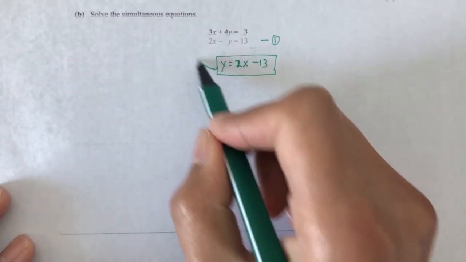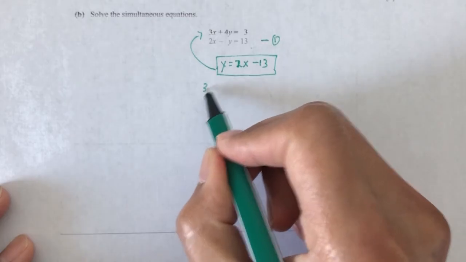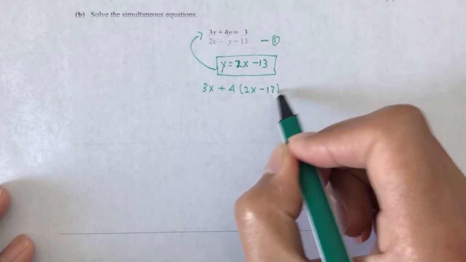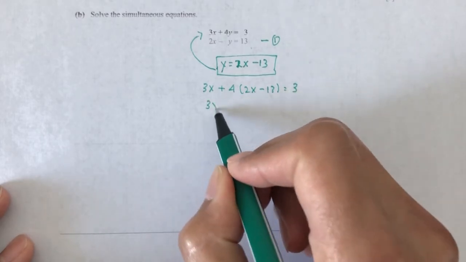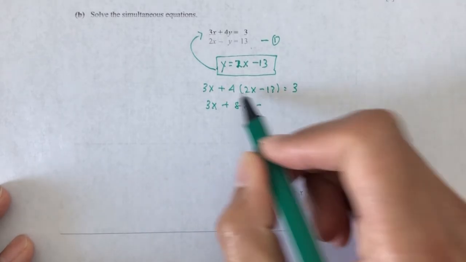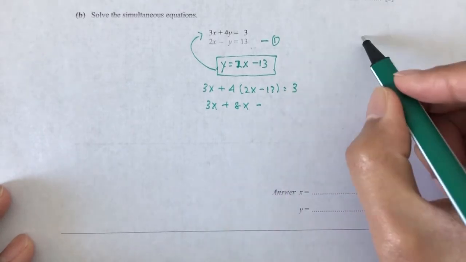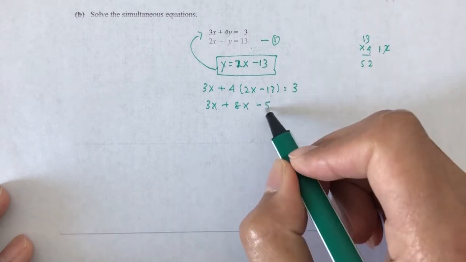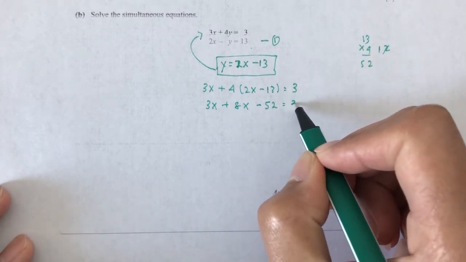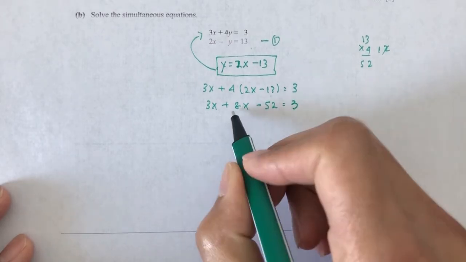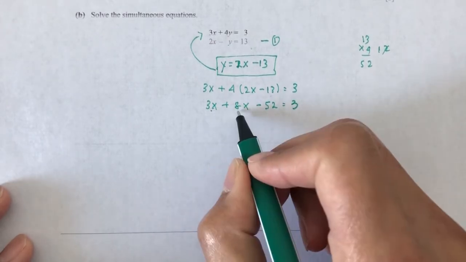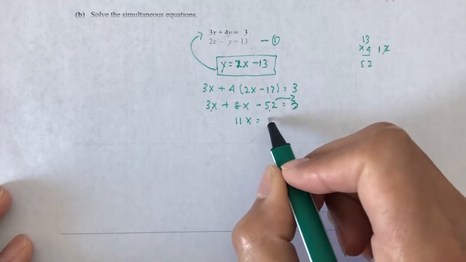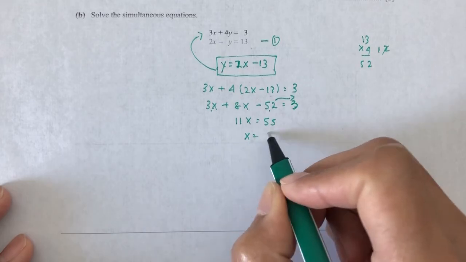So now replace this in this equation. We have 3x plus 4y, where y is 2x minus 13, which is equal to 3. So 3x plus 8x minus 4 times 13 is what? 13 times 4 will be 52. Minus 52 will be equal to 3. So now we simplify. 3 plus 8 will be 11x. Send this over here. We have 3 plus 52 is 55. So x equal to 5.